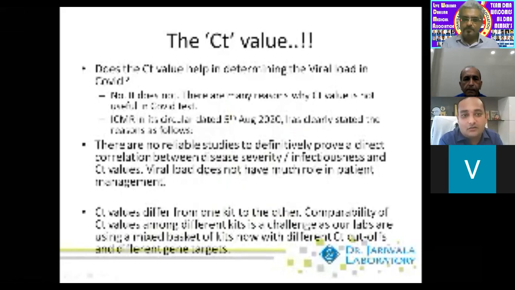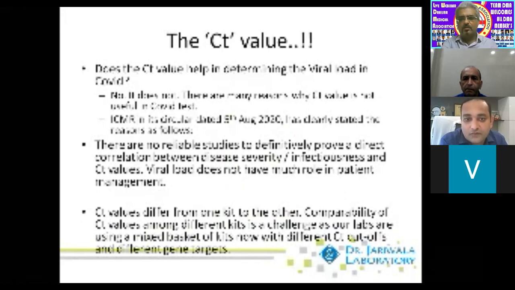Now the most important question. Does the CT value help in determining the viral load, especially in COVID-19? The answer is a big no.